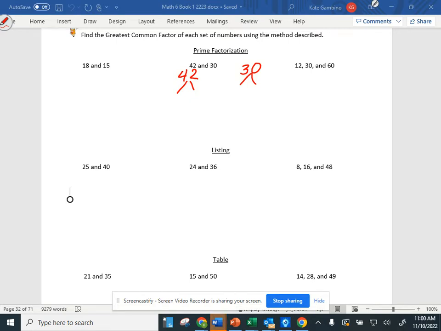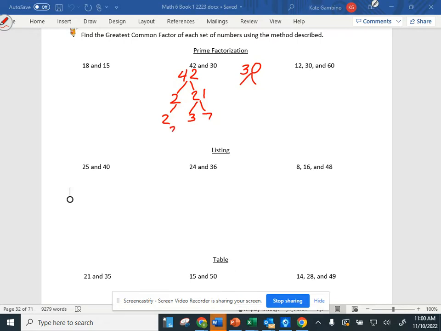So my 42, I like to go down to my 2's when it's an even number, because I know 2 is gonna be a factor when it's even. So I always factor out my 2 first. So 2 times 21. 2 you can't break down anymore. 21 we can break into a what?